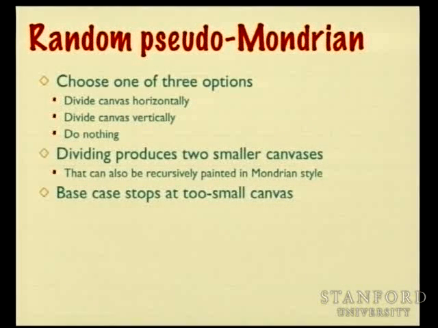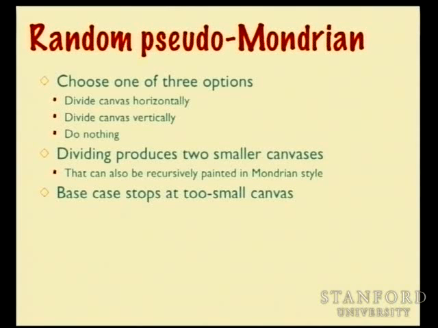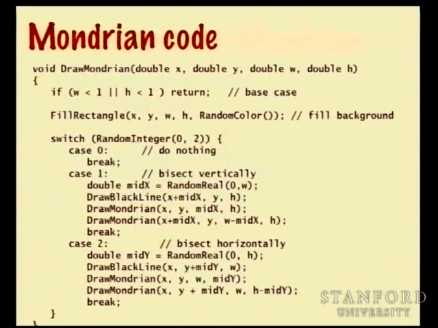And so it has these three options: divide the canvas horizontally, divide it vertically, or do nothing. And then when I have those two smaller canvases, I can recursively apply the same kind of Mondrian style effect to them. And when I get to something that's too small, I can stop trying to divide it further. So I'll show you what the code looks like here, and then I'll show it running to you.